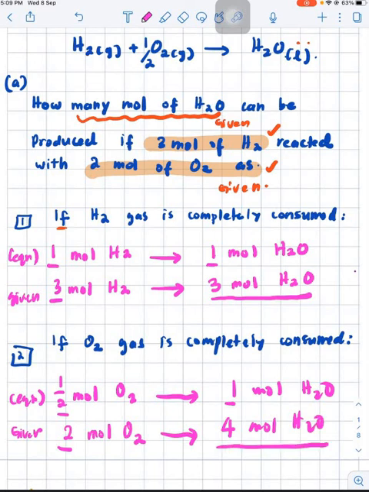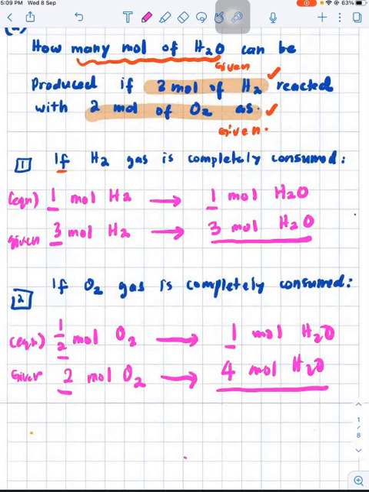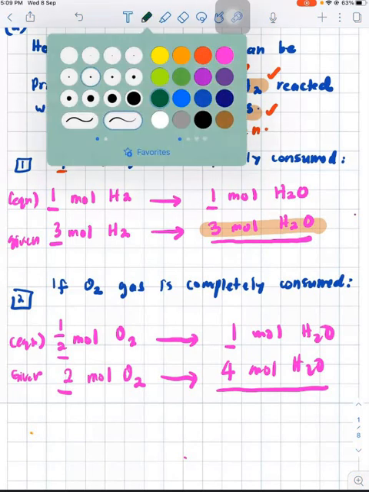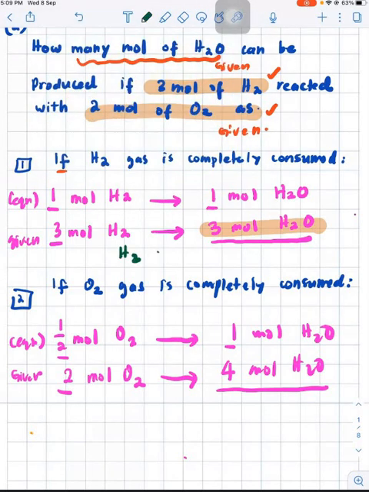Makanya agak-agaklah which one is our limiting reactant? Based on our definition tadi, kita kata limiting reactant is always produce lesser amount of product, smaller amount of product. Hydrogen. Yes, because dia cuma menghasilkan 3 mole of water, berbanding dengan oksigen dia boleh menghasilkan 4 mole of water. So in this case, H2 is the limiting reactant.